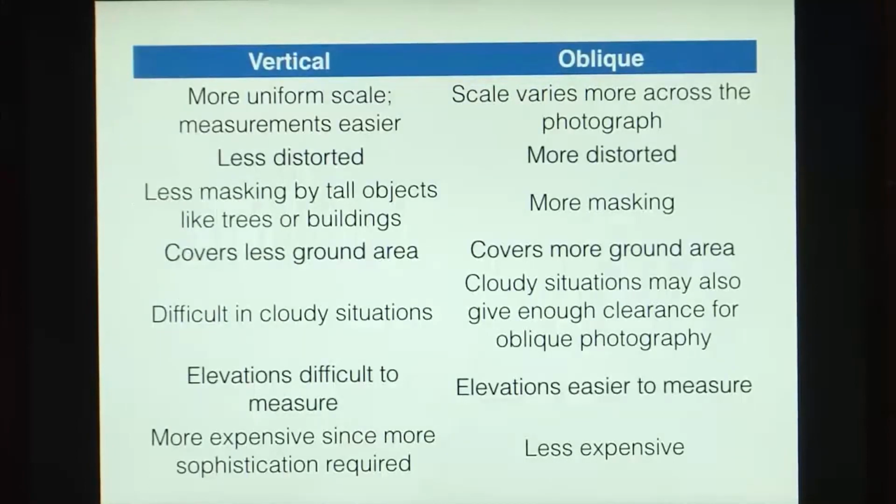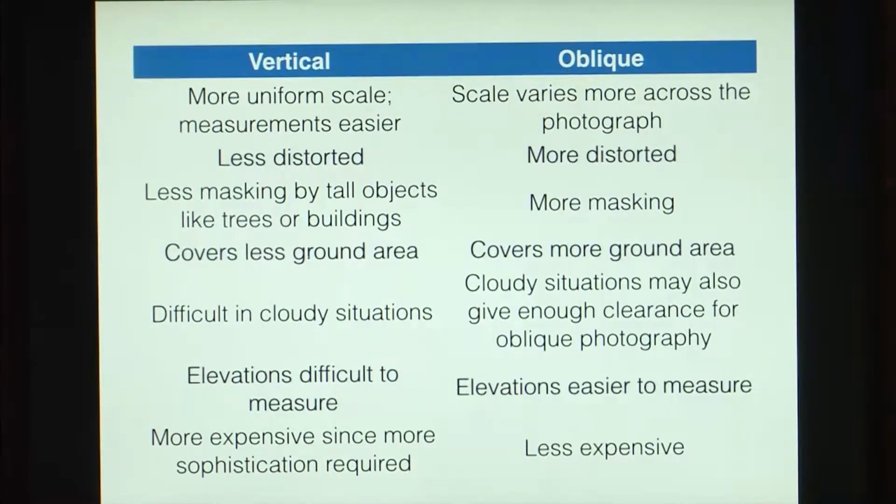So, let us now look at the differences between vertical and oblique photographs. In the case of vertical photographs, the scale is much more uniform and it is easier to measure. The photographs are much less distorted as compared to oblique photographs. There is less masking by tall objects like trees or buildings, whereas in the case of oblique photographs there is more masking. What does that mean?